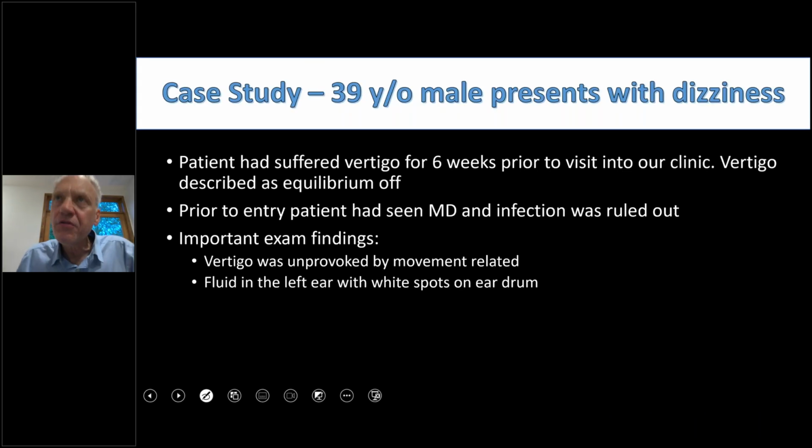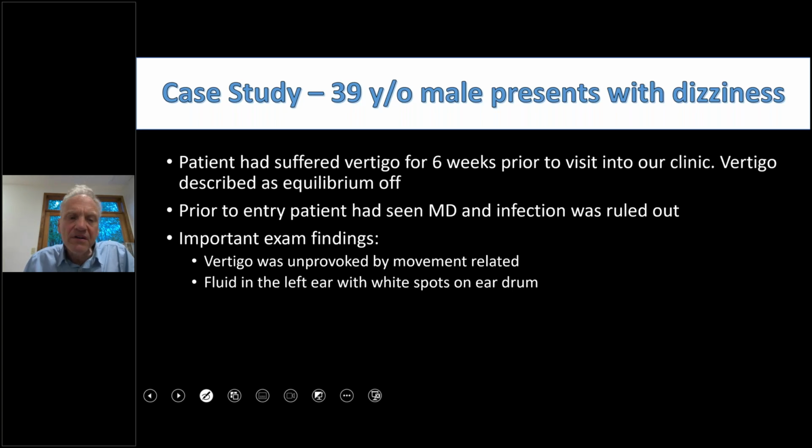Let's go ahead and go through a couple of case studies, okay? All right, so 39-year-old male presents with dizziness, right? So the patient had suffered vertigo for 6 weeks prior to the visit into our clinic. Vertigo described as equilibrium off. Prior to entry, patient had seen a medical doctor and infection was ruled out. So medical doctor looked at it, said, no, there's not an infection here.